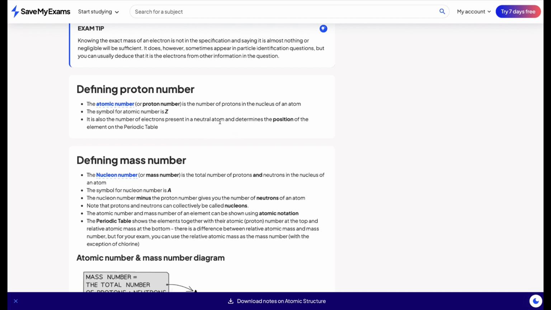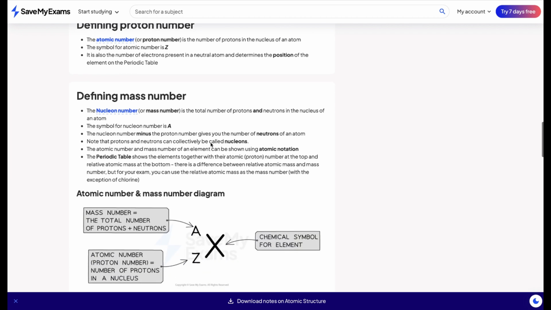For every neutral atom, the number of protons equals the number of electrons, except if the substance has a charge. If it has a charge, then the number of protons is no longer the number of electrons. But if it's neutral, meaning there's no positive charge or negative charge, the number of protons equals the number of electrons. Is that okay?